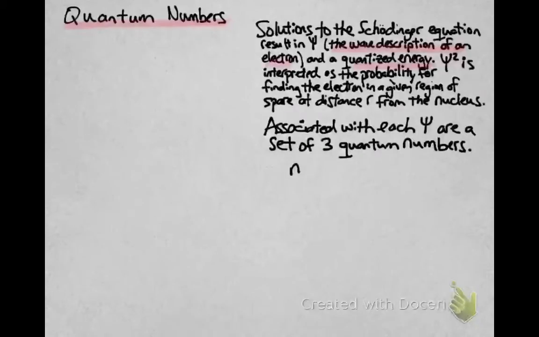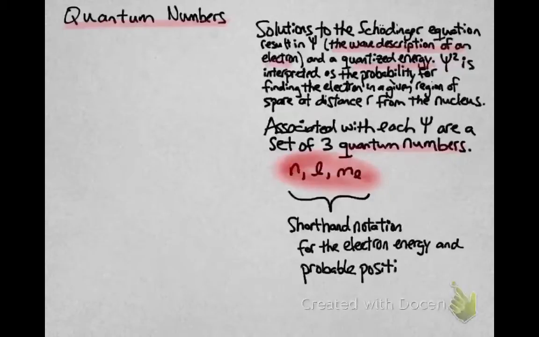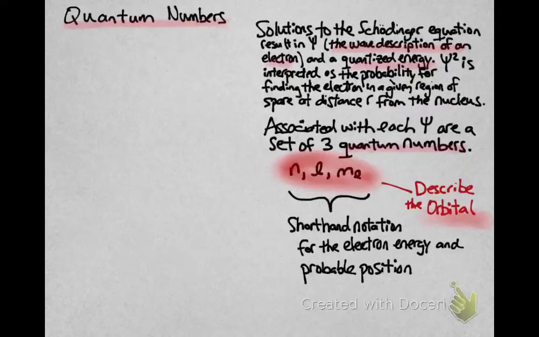Associated with each psi are a set of three quantum numbers, n, l, and m sub l. These quantum numbers are essentially used by chemists as shorthand notation describing the electron, the energy, and the probable position. In other words, these quantum numbers are going to describe the orbital, which is the area where the electron is most likely to be found around the nucleus.